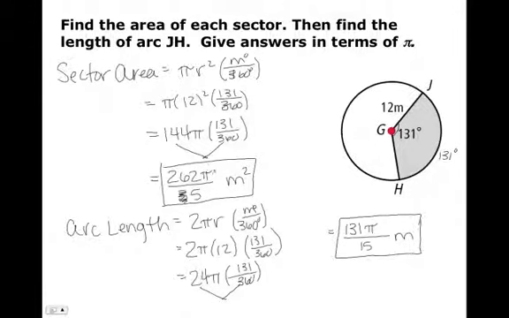Notice I have pi in the numerator of both answers. If it said to round to the nearest tenth, hundredth, or whatever, all you'd have to do is type in 262 pi divided by 5, and that would give you your decimal approximation.